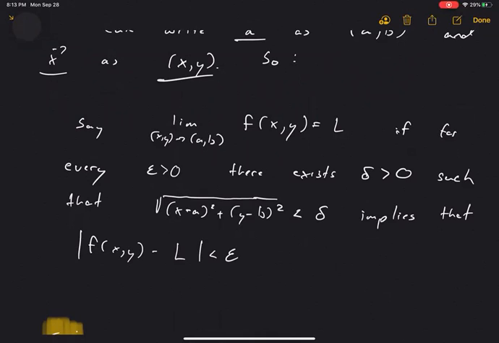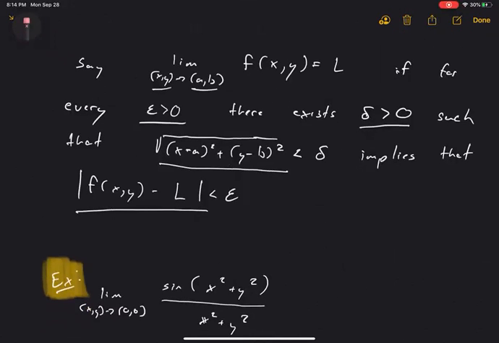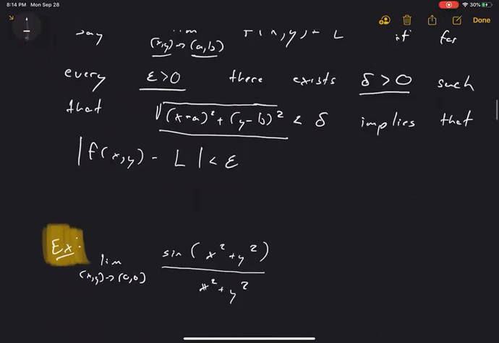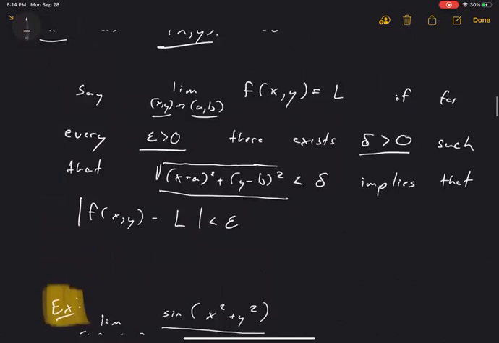Just reiterating the definition of the limit: we're going to say that the limit of f of (x, y) is equal to L as (x, y) approaches (a, b) if for every epsilon greater than 0, there exists some delta greater than 0, such that when this distance between (x, y) and (a, b) is small enough, the absolute value of f of (x, y) minus L is going to be less than epsilon. For any epsilon, we can do that for any small number. So that's the definition of our limit.